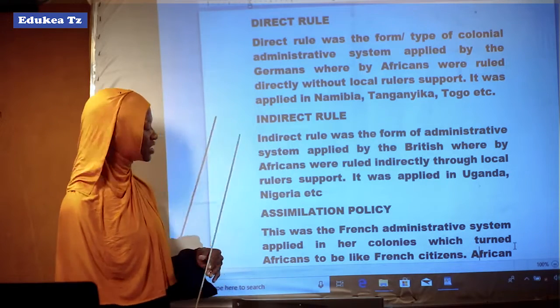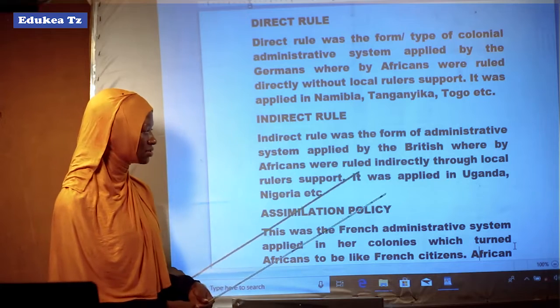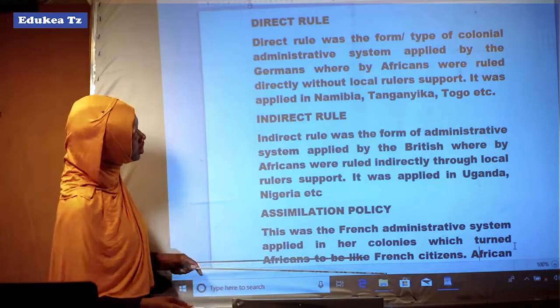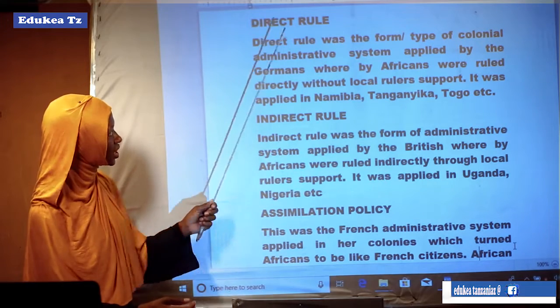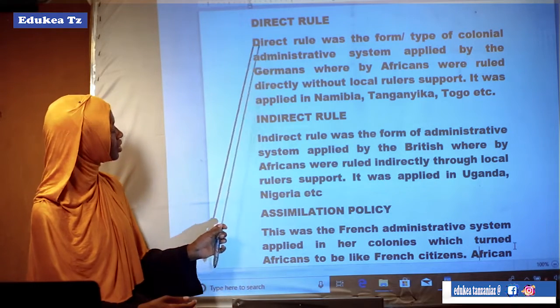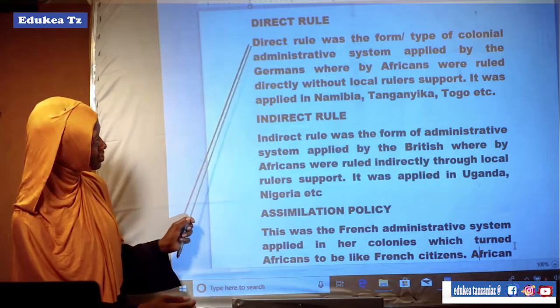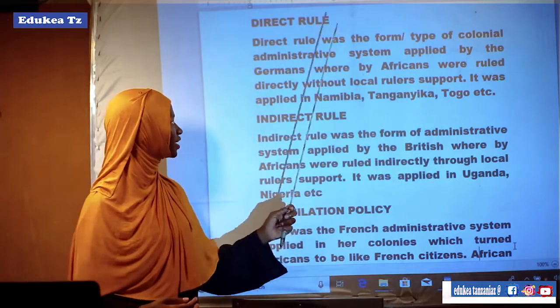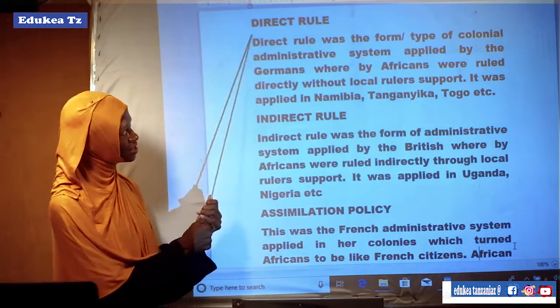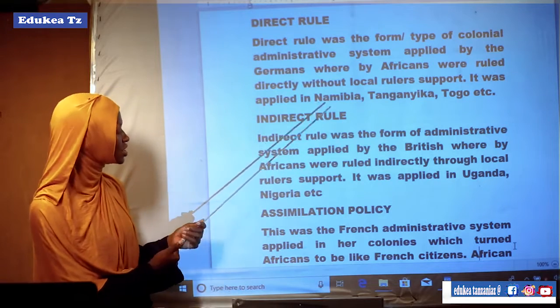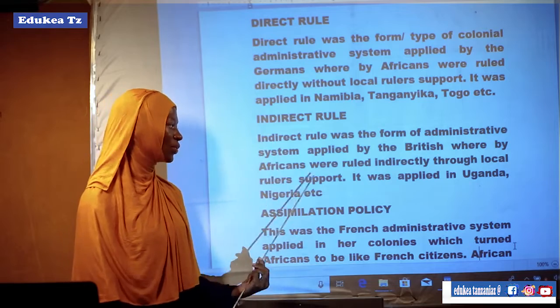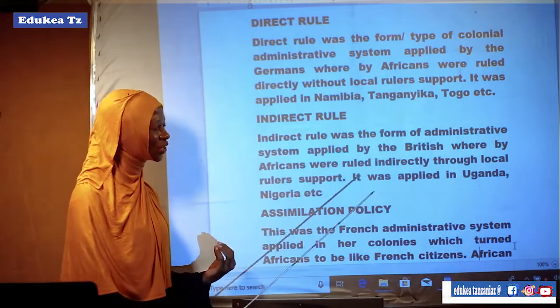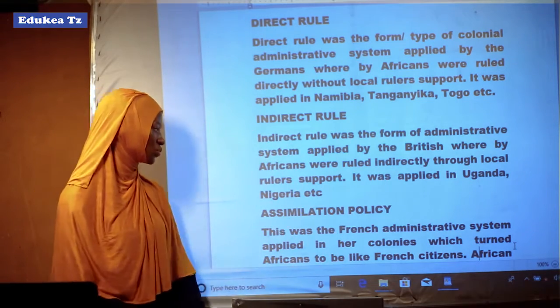Examples of the countries which experienced this are Uganda and Nigeria, as well as Tanganyika, because before World War I, Tanganyika was governed by the Germans, but after the war, Tanganyika was under the British. So we experienced direct rule and indirect rule too.